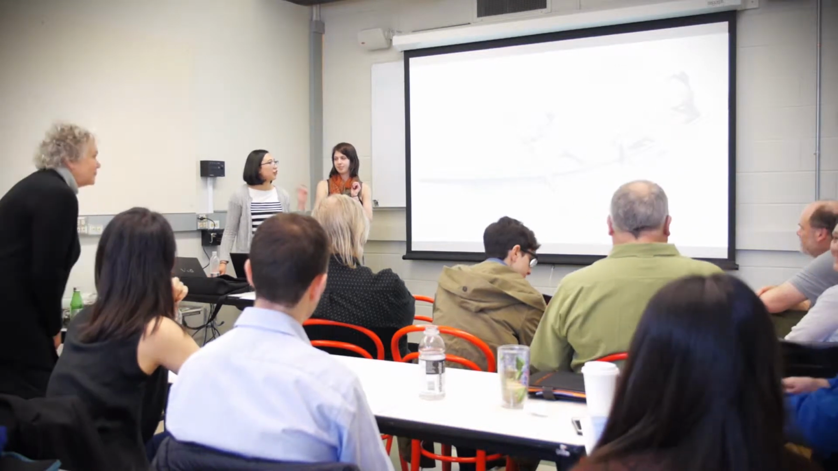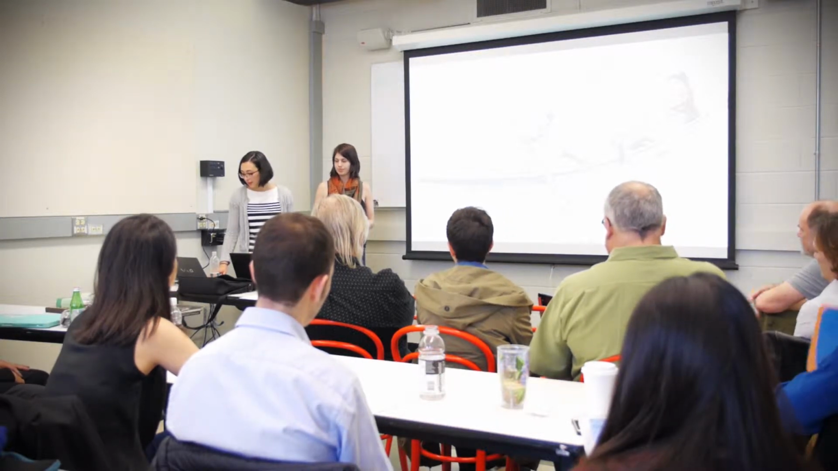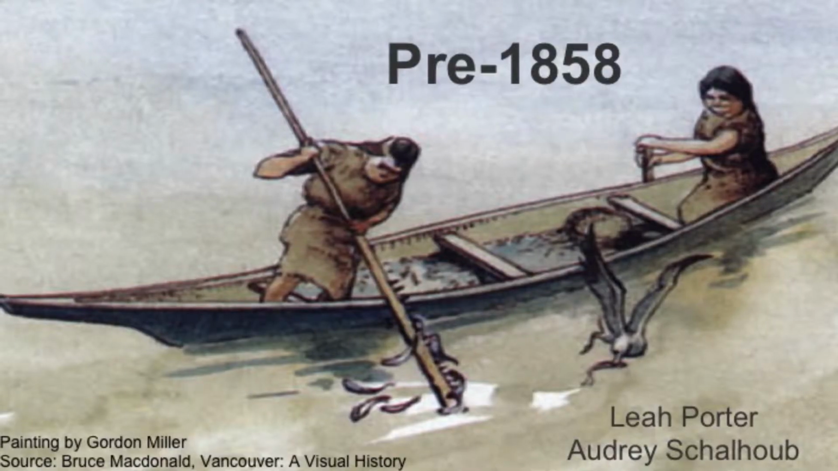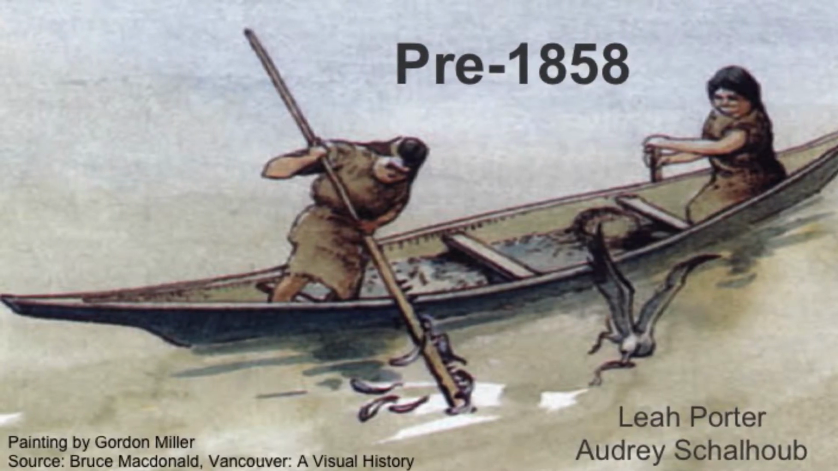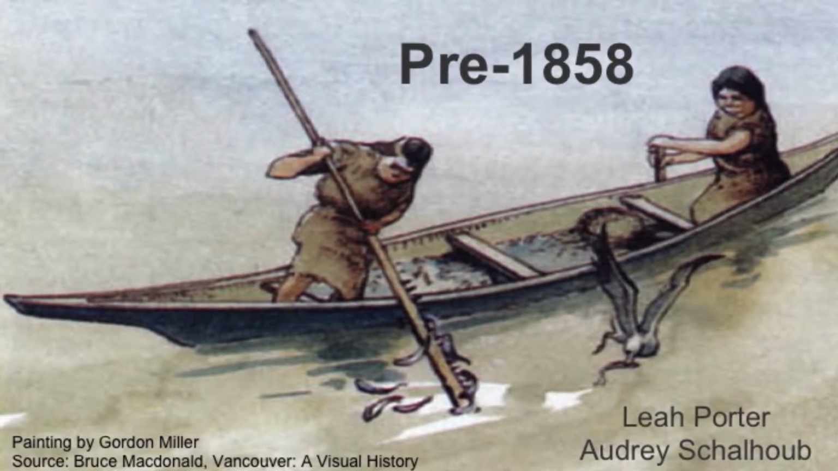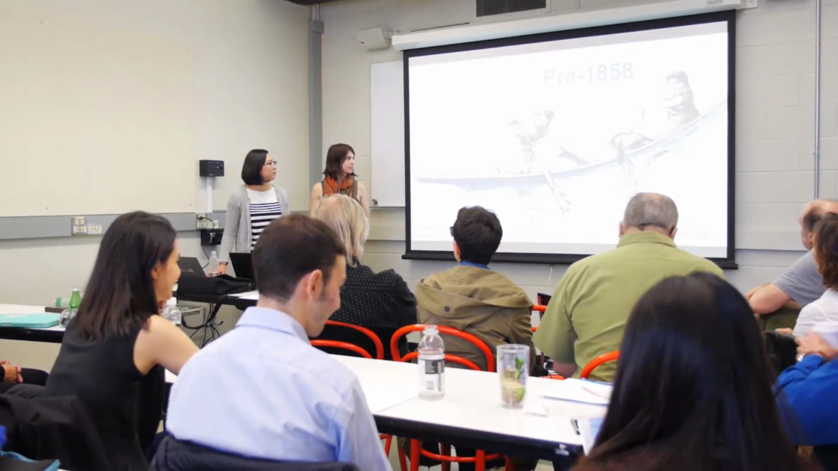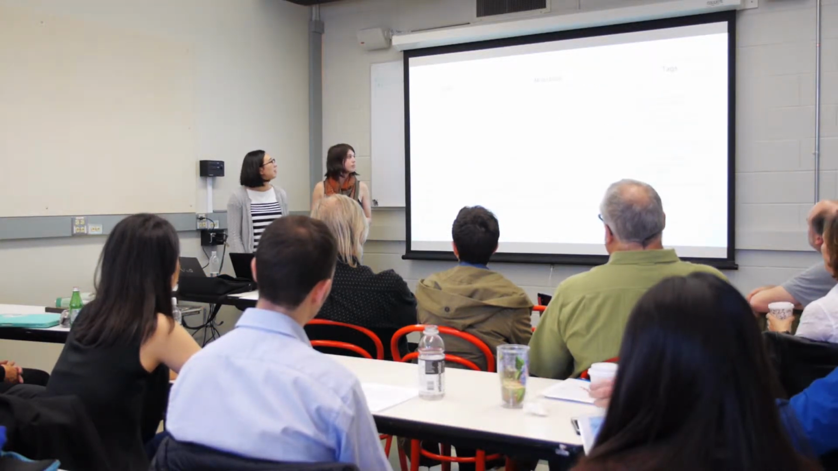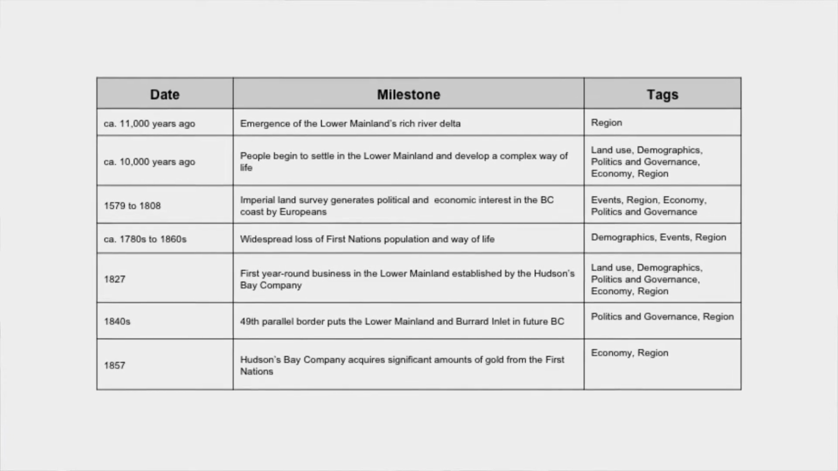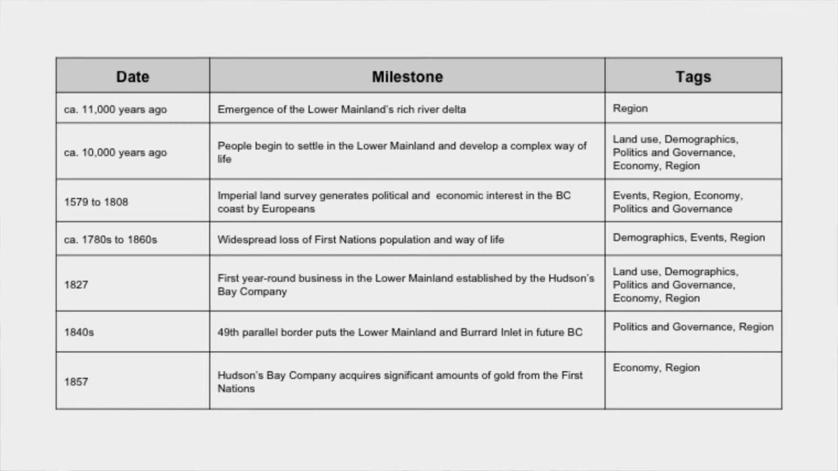We are in charge of exploring the milestones for the Pre-1858. Before I go in, I just want to say that this illustration that we chose is a painting by Gordon Miller, and it's of, well, I guess fishing using a herring rake and a cedar canoe that we'll further explore later. So these are our milestones, finalized, just so you guys can get a good look at them for a little bit. And we're going to go into more in that.